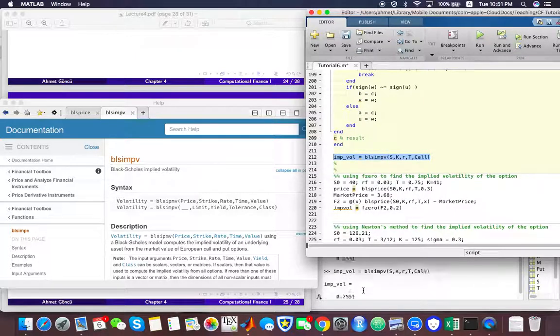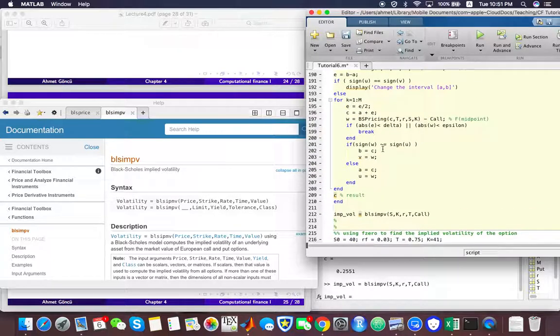I can verify that both the MATLAB built-in function and the bisection algorithm calculated the same implied volatility for this option.